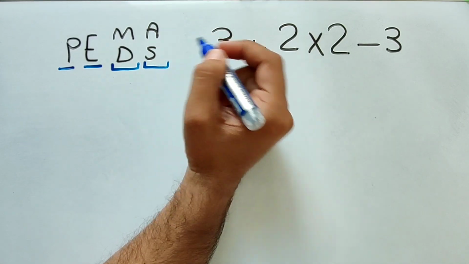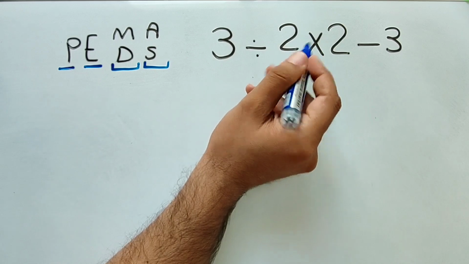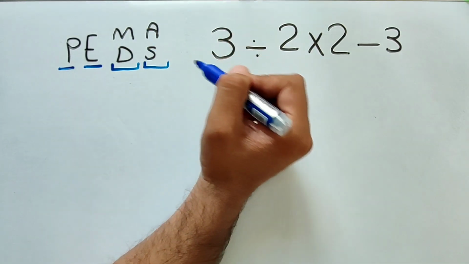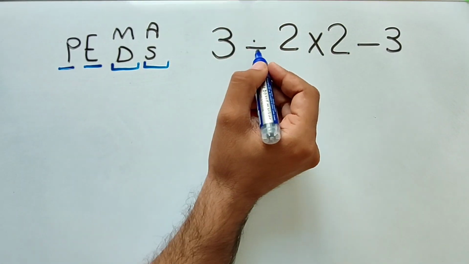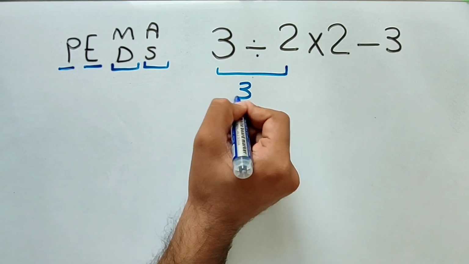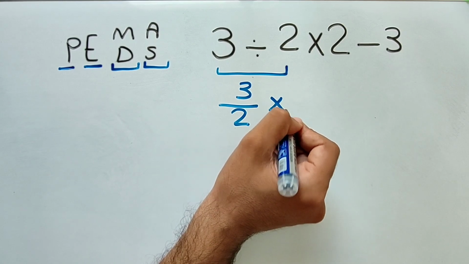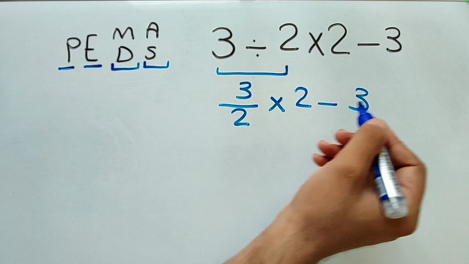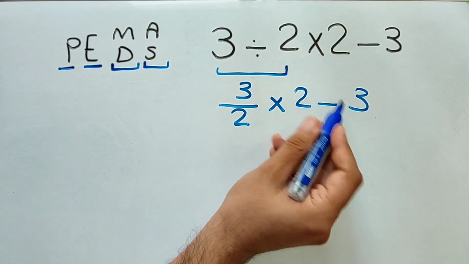In PEMDAS, we have to solve this division and multiplication first. As we know, multiplication and division are equally important, so we have to solve this math expression from left to right. Now, 3 divided by 2 times 2 minus 3. According to the PEMDAS, we have to solve this multiplication, not this subtraction.